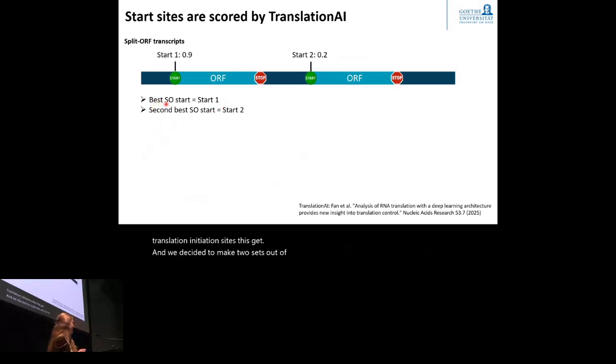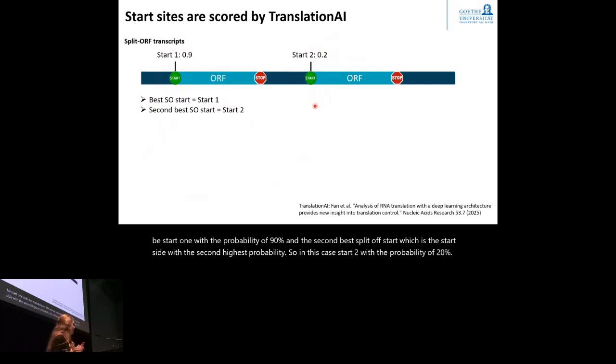So we have the best split-ORF start, which is the start site in the split-ORF transcript with the highest probability. In this example, this would be start 1 with a probability of 90%, and the second best split-ORF start, which is the start site with the second highest probability. So in this case, start 2 with a probability of 20%.